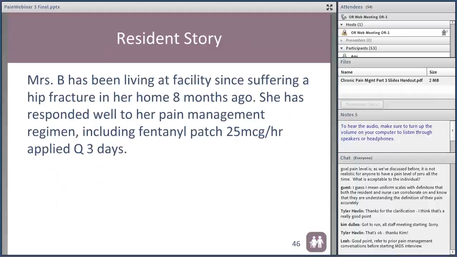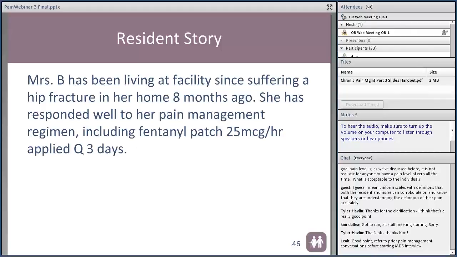The next slide is kind of a resident story that Nicole has put in here, which is good. Then what I've tried to do is just put in an example, and it's not written on the screen. But Mrs. B's been living at the facility since suffering a hip fracture in her home 8 months ago. She's responded well to her pain management regime, including the fentanyl patch, which we apply every 3 days. So, how can we talk with her about her pain?